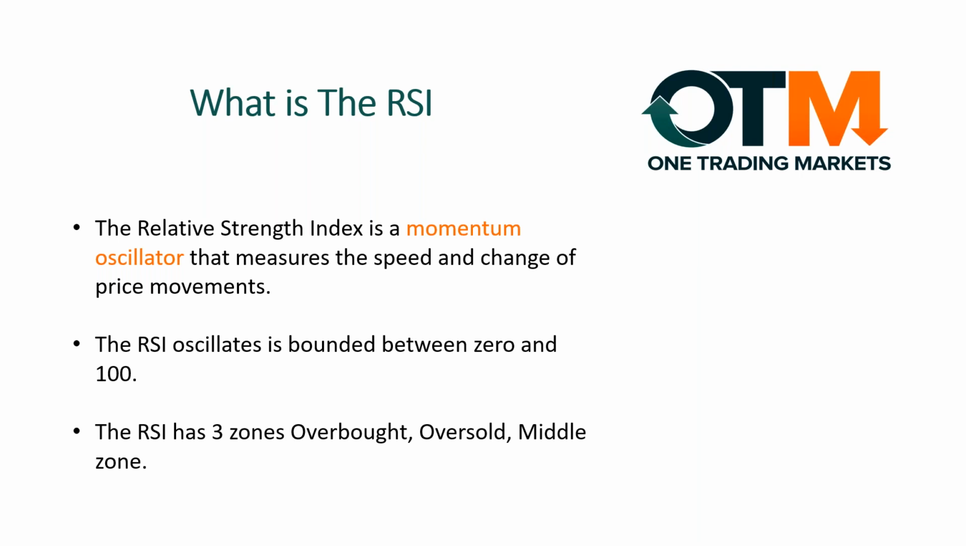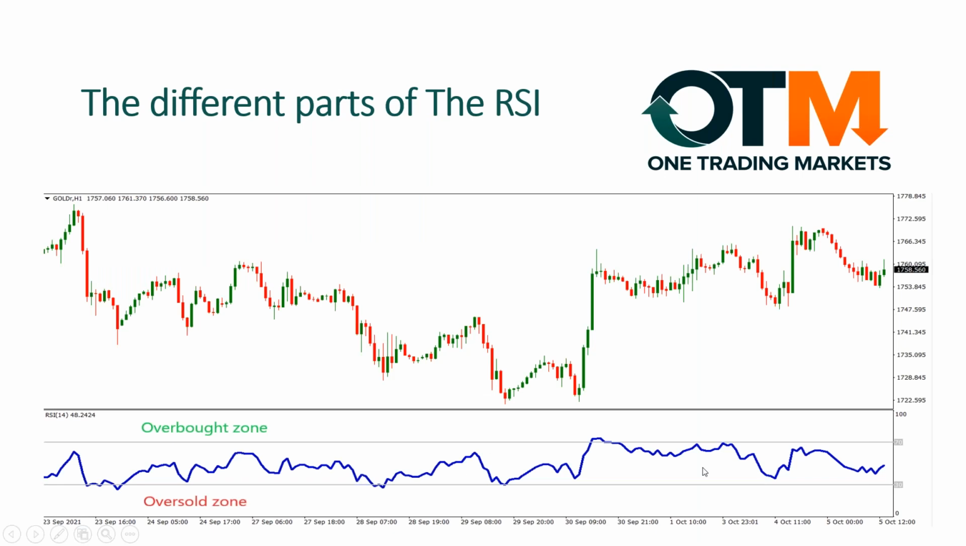The RSI has three zones: the overbought, oversold, and middle zone. So let me just get my laser pointer. Here we go. So this is a chart for the gold on 1 hour base. So each candle represents 1 hour. As you can see in the bottom, this is the RSI indicator. And as you can see on the chart, we have three zones: the overbought zone, the oversold zone, and the middle zone. So these are the zones that are going to help us identify buy and sell signals.